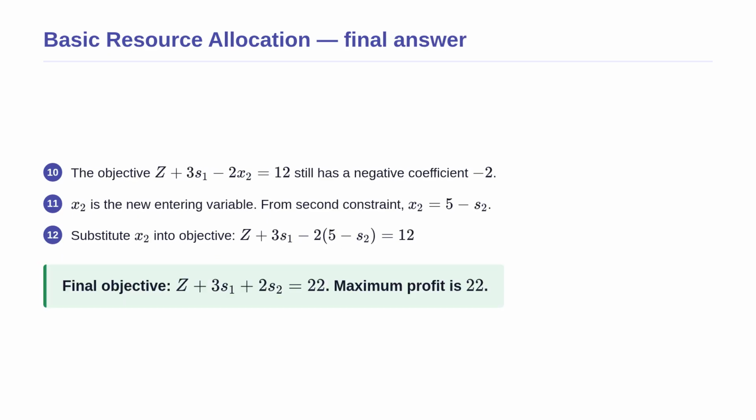Looking at our updated objective, we still have a -2 attached to x2. This tells us that increasing x2 will further increase our profit. So we are not done yet. We take our second constraint and solve for x2, getting 5 minus S2. We substitute this into our objective function to simulate moving to the next corner of our feasible region. After expanding one last time, all coefficients on the left side are positive. This means any further changes would decrease profit. Our final answer shows a maximum profit of 22, achieved by making 4 units of the first product and 5 of the second.